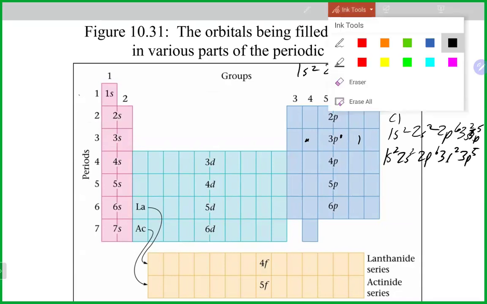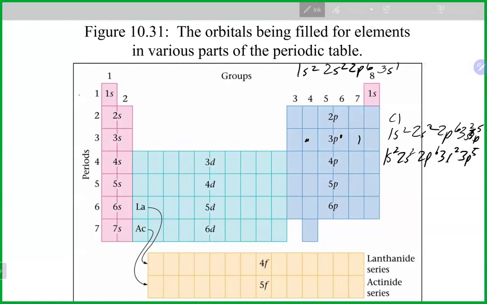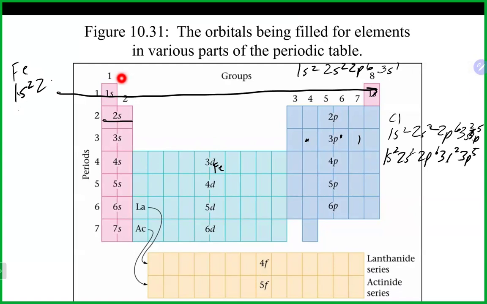So let's say what happens if we get over here, though. Let's just do our friend iron, which is right about here. So if we were to do iron and count it off, we go 1s2 to here, 2s2, 2p6, 3s2, 3p6 to the end, 4s2. Remember, they come first.